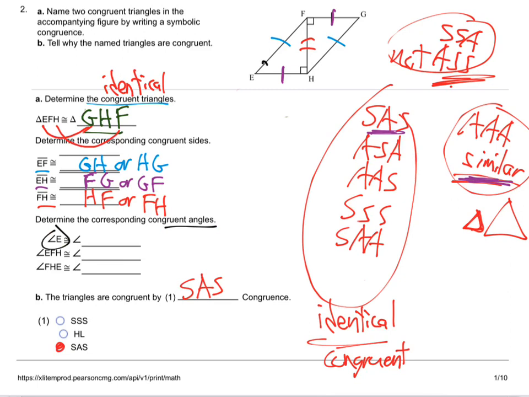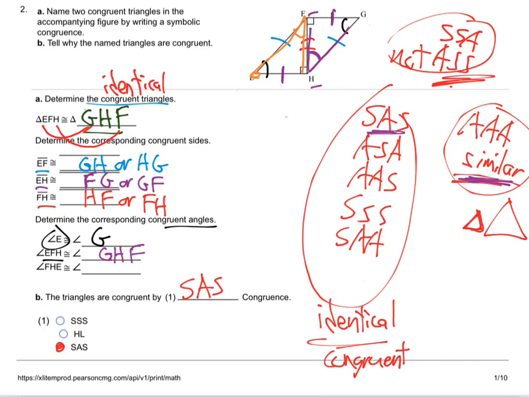And then determine the corresponding angles. Angle E is the same as angle G, isn't it? And angle EFH, where's that? EFH, this angle is the same as what angle in the other triangle? GHF, this one, right? Those angles are the same. That's supposed to be G. G, this is a G up here. GHF.